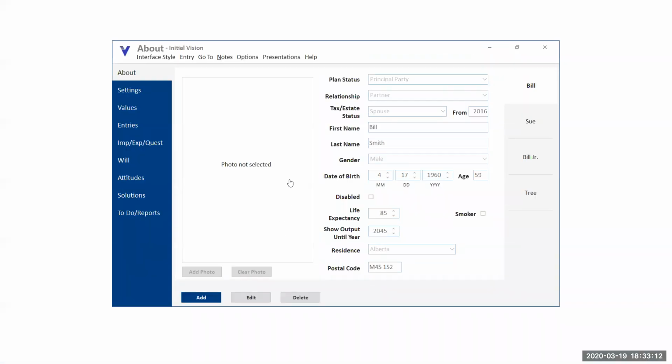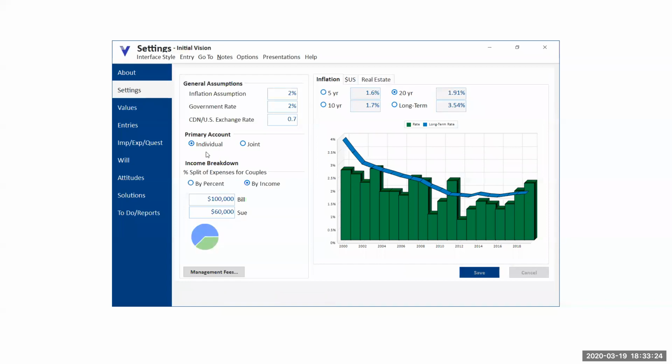What we're going to do is look at the settings page and the changes that have been made to it. And also we're going to look at estate administration taxes. So specifically on settings, in the past we worked with an individual primary account only, one for Bill, one for Sue.